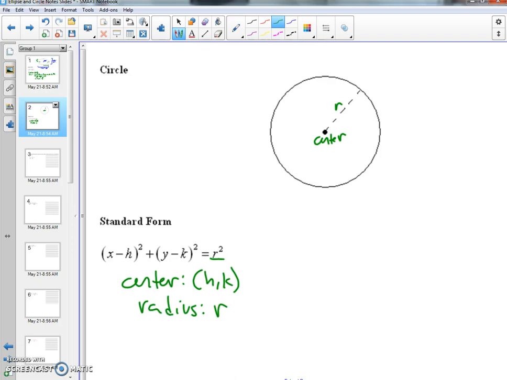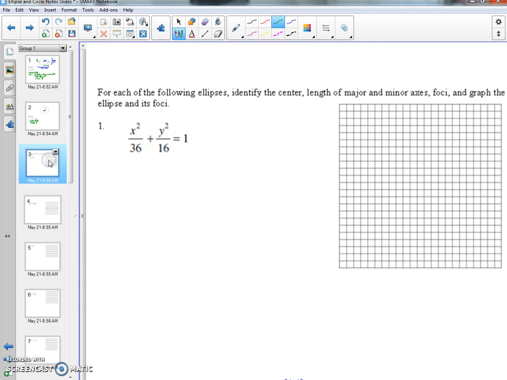So we're going to go through a few of the things in the rest of this packet to give you an idea, and you will finish the rest on your own then. For the ellipses here, they give us some things to identify. We have the center, the length of the major and minor axes, the foci, and then we want to graph the ellipse and its foci.